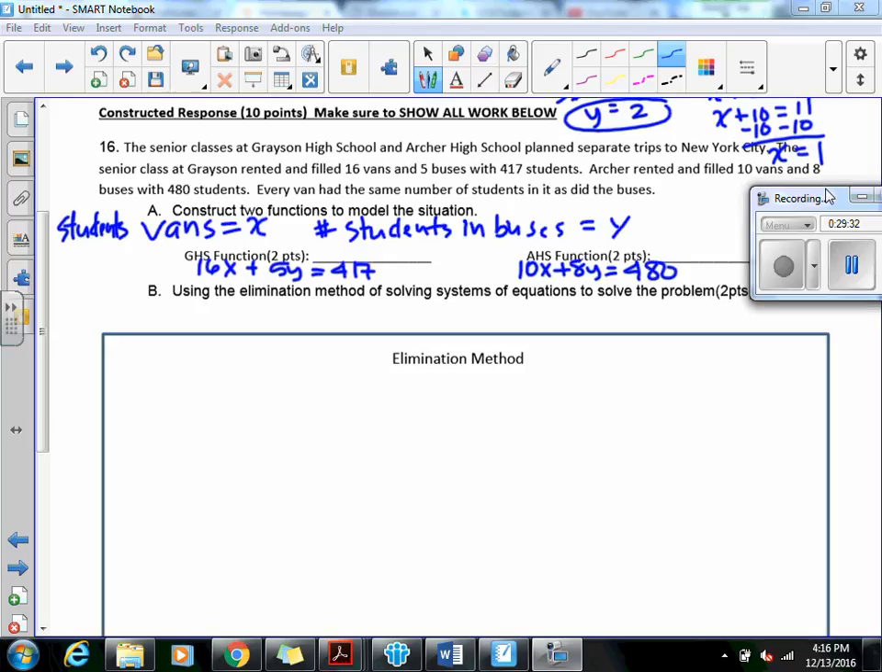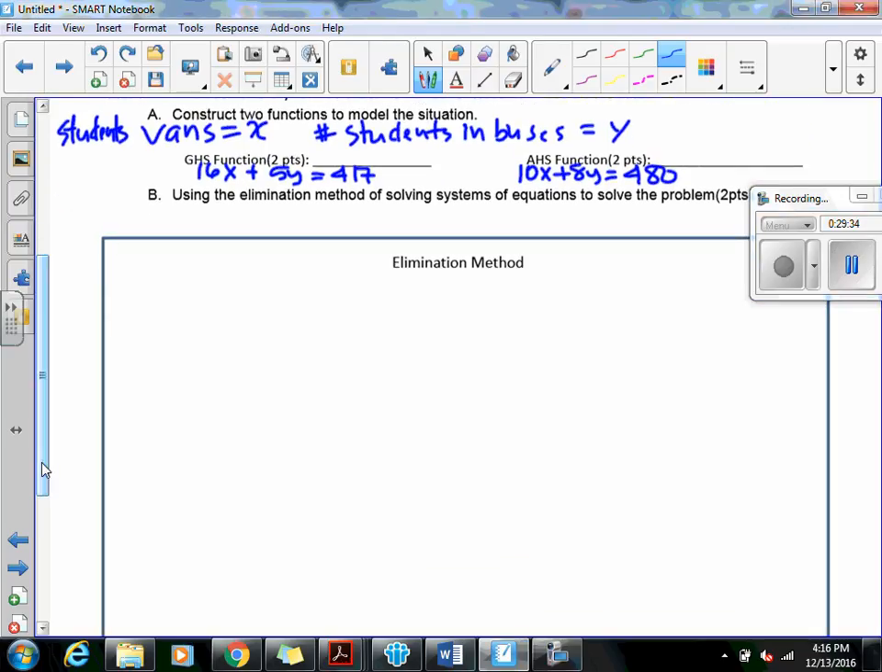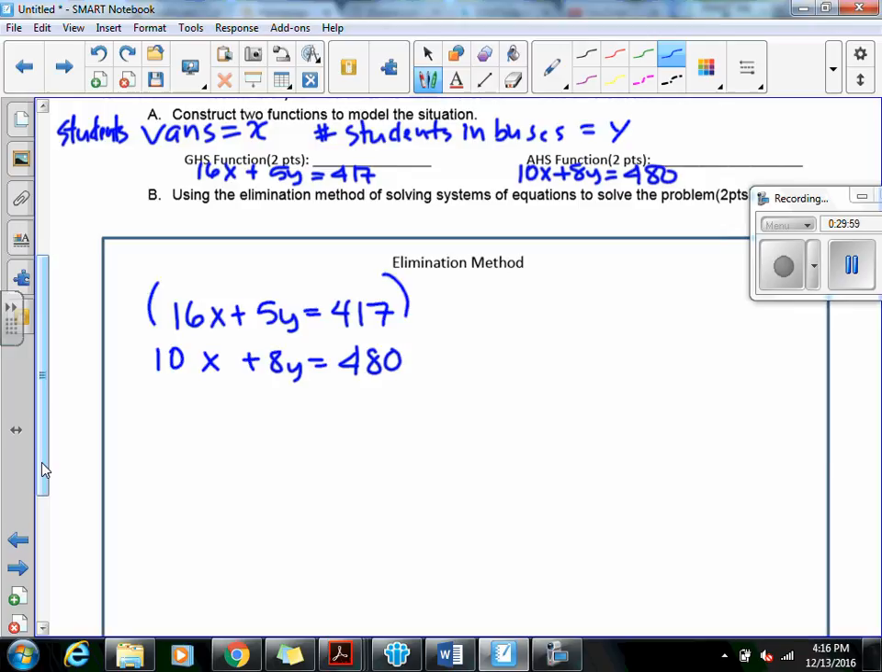It tells us specifically to do elimination, which is what I would recommend. So 16x plus 5y equals 417, and 10x plus 8y equals 480. The challenge with this problem is that there's no single multiplication that I can do for the elimination. We'll have to multiply both equations by a number so that I can eliminate something. I choose to eliminate my y's just because the numbers are smaller and easier to work with. If you can't figure out what to multiply by, just alternate.